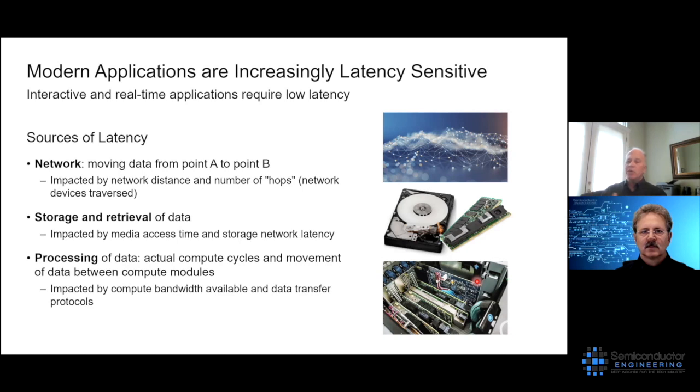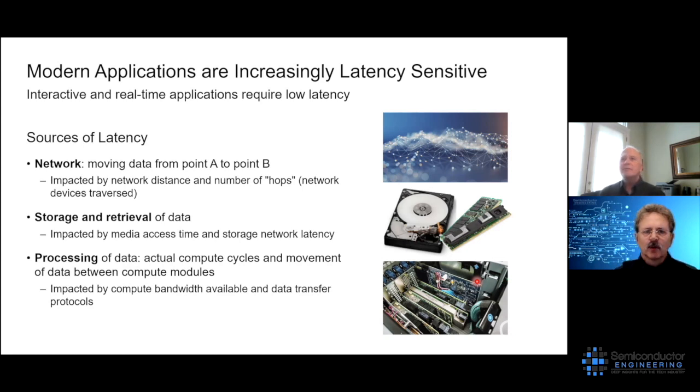And the last one on the list is the processing of data, so the actual compute modules. This is where the accelerators come in, and here we're talking tightly inside a box. We may have to move data between processing elements, from a CPU to an accelerator, and we'd obviously like to minimize that data movement as much as possible.